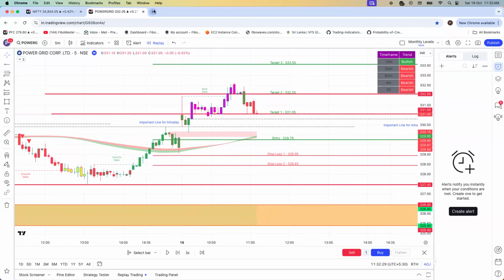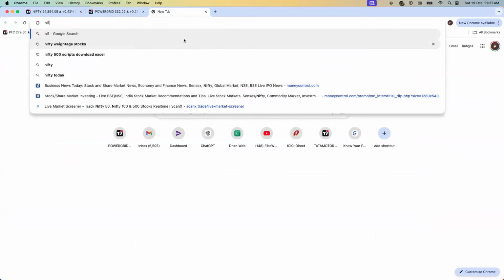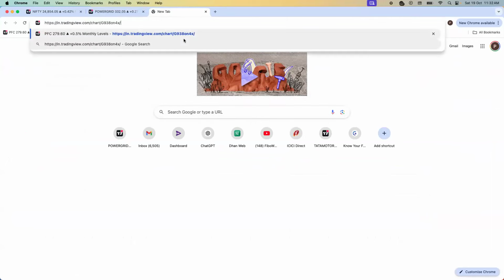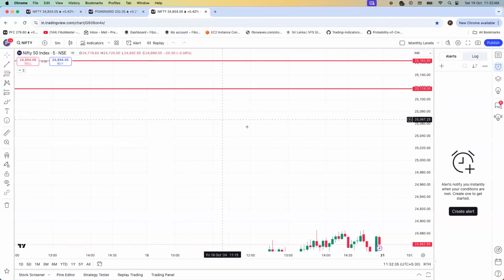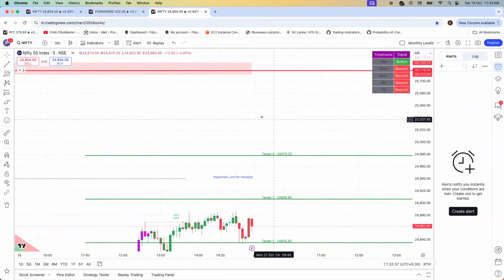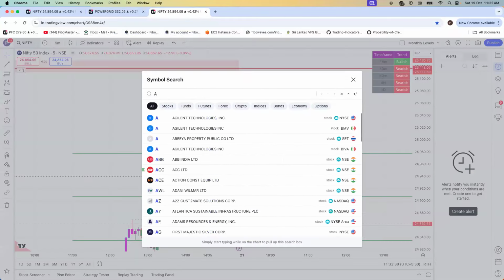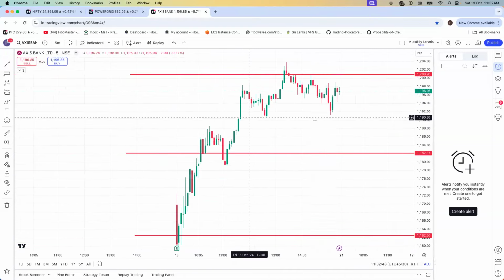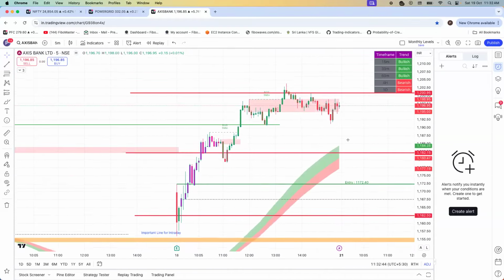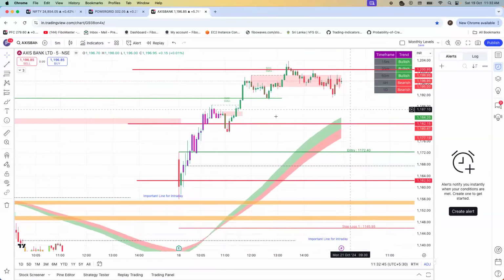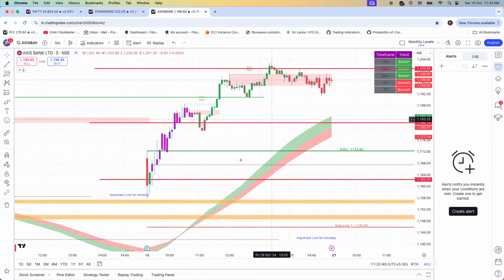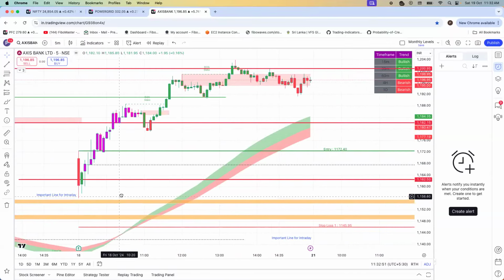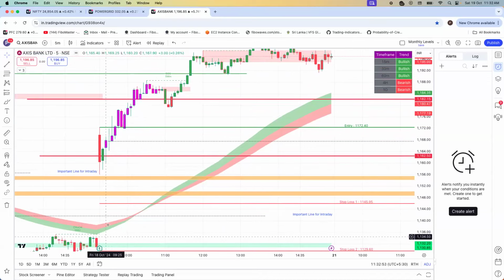If you really see Nifty, today we did, which was that stock which was moving up and up? Axis Bank, right? Let's say Axis Bank here. We had these targets, marked during the market hours. See this here, the entry was given here.